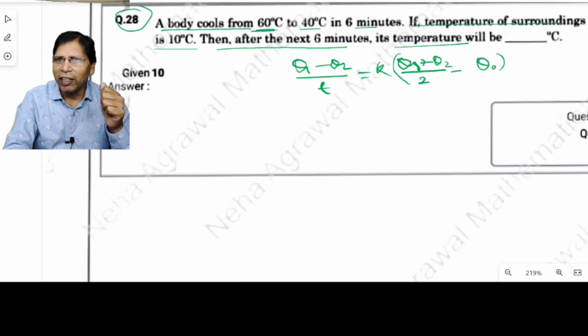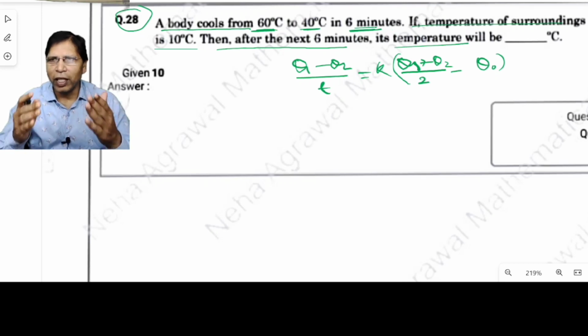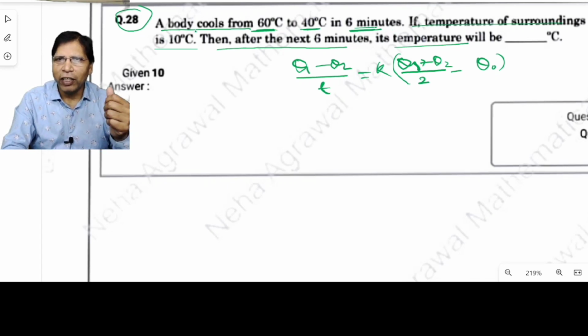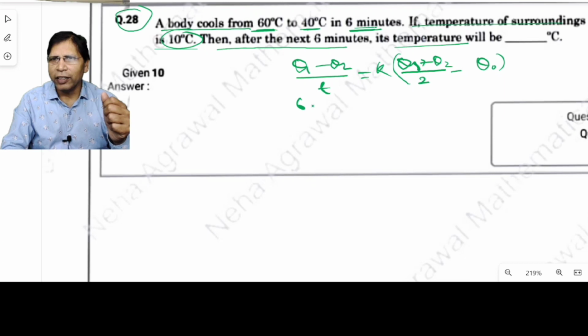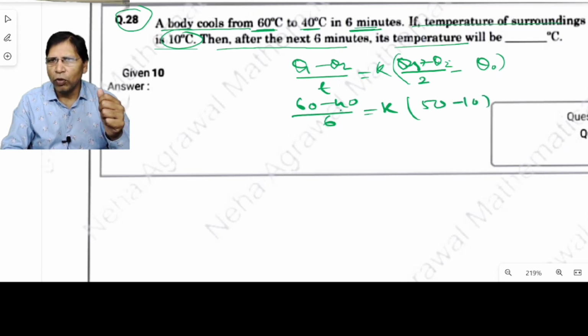Now in the first case, theta 1 is 60, theta 2 is 40, and t is 6 minutes. So we have to calculate K, as theta naught is given as 10 degrees Celsius. This is 60 minus 40 divided by 6, which equals K into the mean of 60 plus 40, that is 100 by 2, so 50, minus 10. So 20 by 6 equals K into 40. This and this cancel out, this is 2. Therefore, K equals 1 by 12.